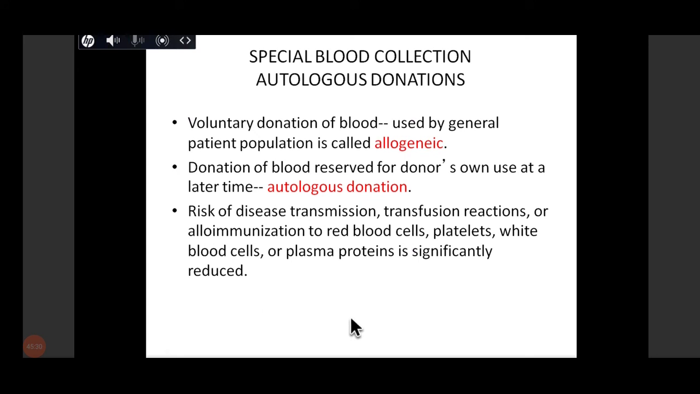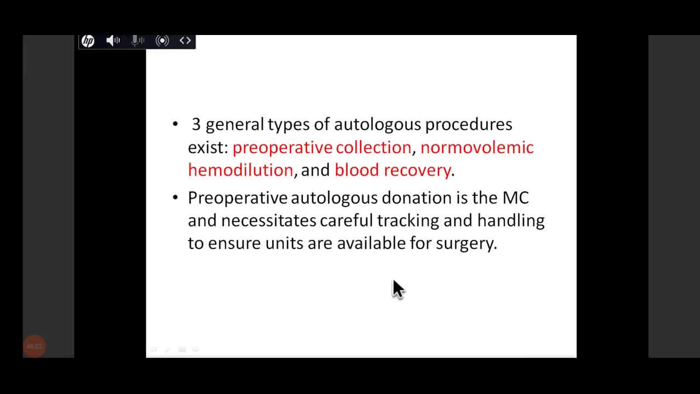Okay, so in autologous, the donor's own blood is used later. It is stored, bled some time before and used during surgery. The importance of this is that the risk of disease transmission and transfusion reaction is all less, because the person is receiving his own blood. So transfusion reactions are all significantly reduced.